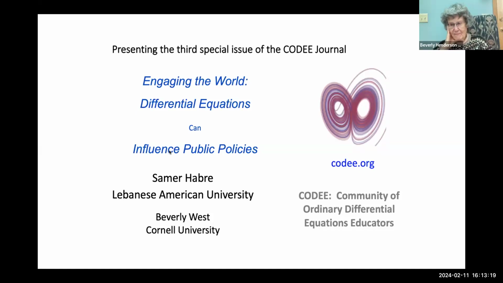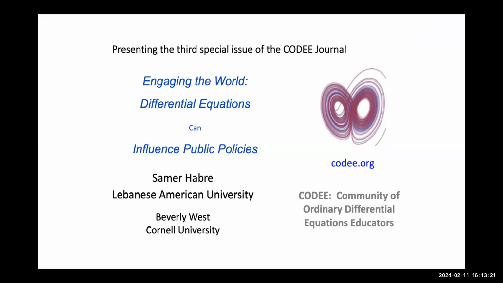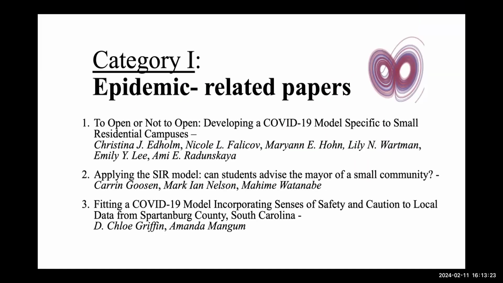So moving on, let's talk about the categories. The first category of papers consists of 3 papers, and they all focus on epidemics. Naturally, the COVID pandemic constitutes the majority of the papers.